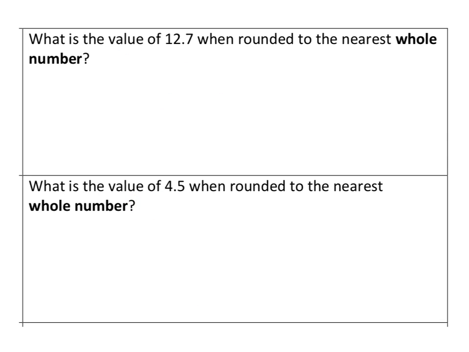On the top of the right column, read the question. What is the value of 12 and 7/10ths when rounded to the nearest whole number? So I have written 12 and 7/10ths in the box, and I'm going to circle my whole number, which is before the decimal. 12 is my whole number. So 12 and 7/10ths will either round down to 12 or up to 13.